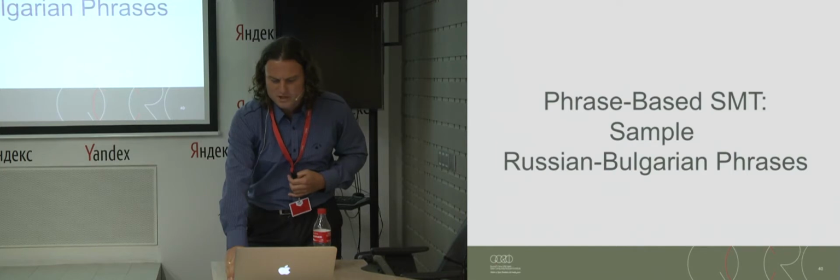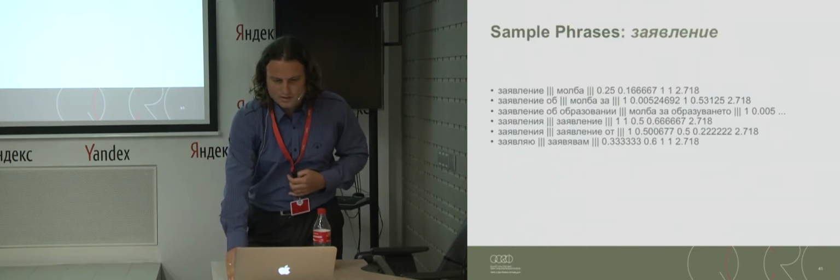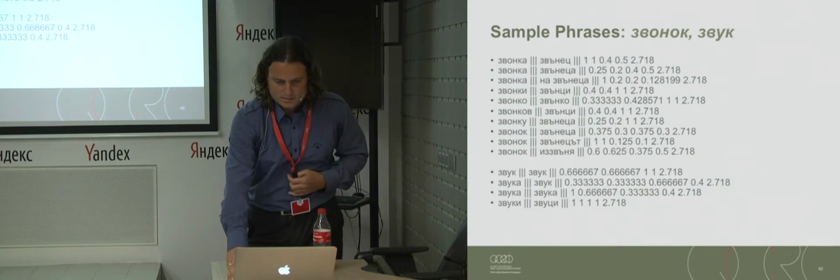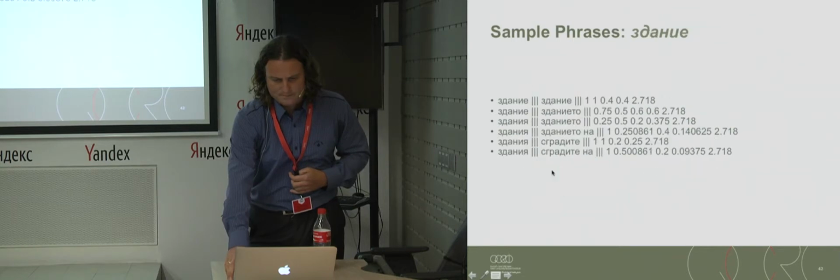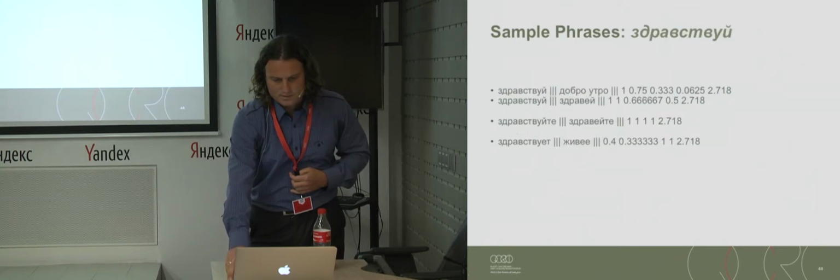And then I have some Russian-Bulgarian examples. So here you have заявление. Here you see that you start learning the different kinds of inflection, звонка, звонки, звонков, and how it corresponds to Bulgarian. Здравствуйте.